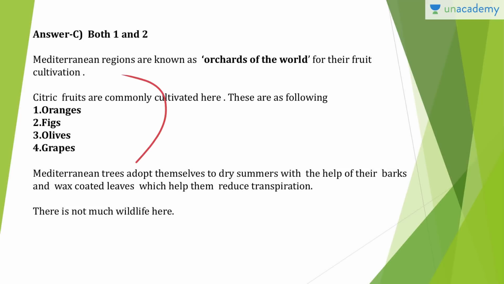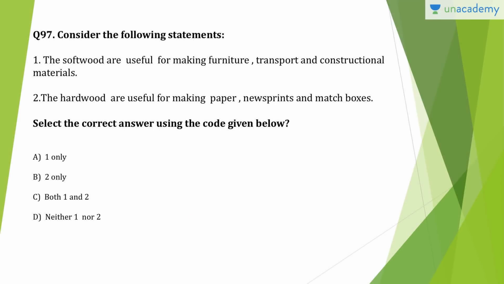Then Mediterranean trees adapt themselves to dry summers with the help of their barks and wax coated leaves, which help them reduce transpiration. And there is not much wildlife here in this region. So answer here is C, that is both 1 and 2.